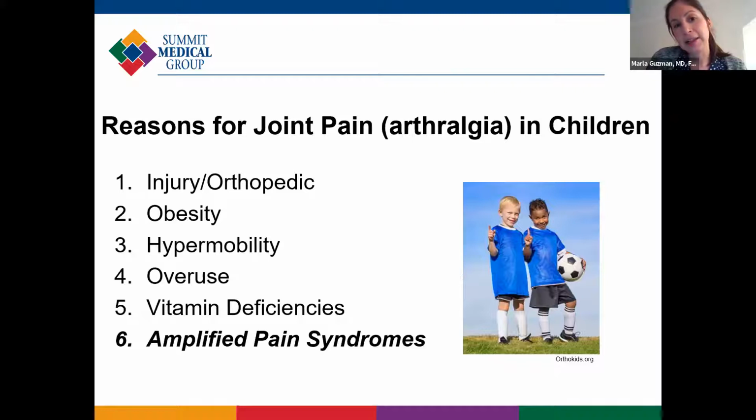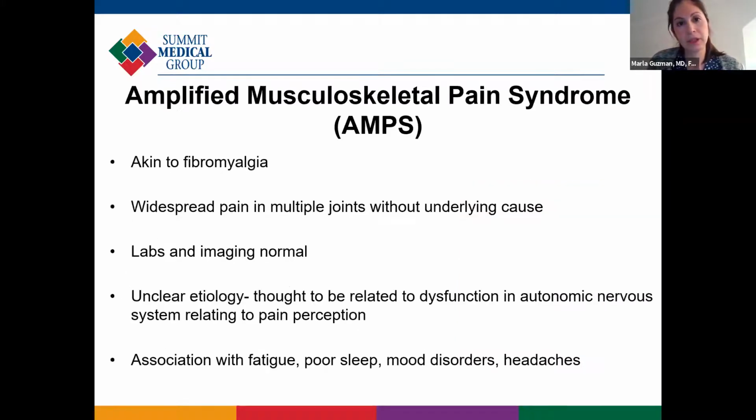Okay, and then the last reason why a child may have joint pain is something called an amplified pain syndrome. So I'll briefly discuss that. So what is an amplified pain syndrome? There's a variety of different names for this. This is something that is kind of akin to fibromyalgia in the adult world. It can be called juvenile fibromyalgia, amplified musculoskeletal pain syndrome, or AMPS. Another aspect of it is called complex regional pain syndrome. So there's lots of different names. And basically what it is is widespread pain in many, many joints without an underlying cause.